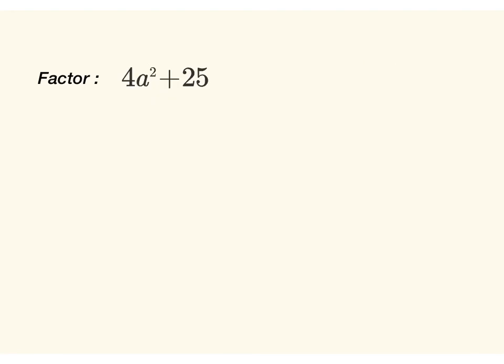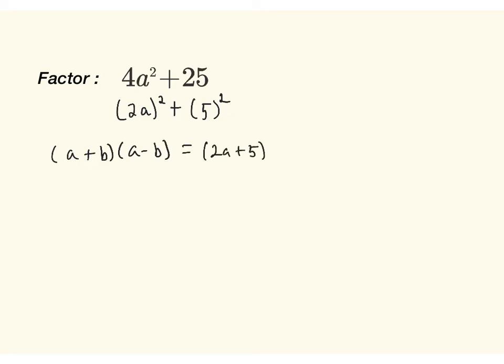Okay, in this pattern, we look at this and we say, okay, 4a squared would be (2a) quantity squared, and 25 would be (5) quantity squared. And in this situation, remember we said this will not factor in the real numbers. So if you believe it will, if we want to say, well, it's a plus b times a minus b, the problem is that would be 2a plus 5 times 2a minus 5.